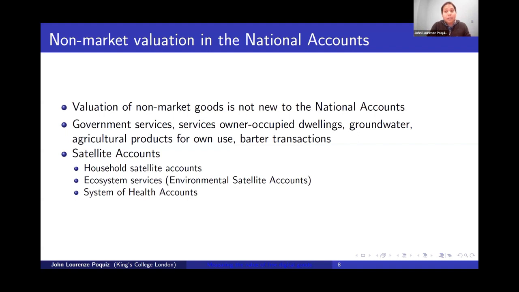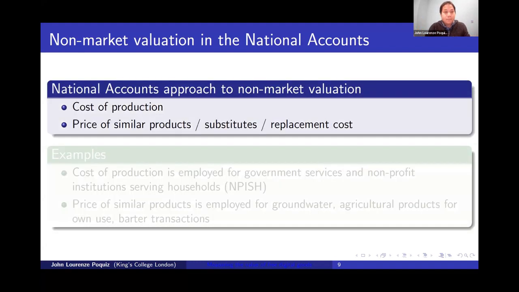For satellite accounts, there are some satellite accounts that intentionally try to estimate the value of some non-market goods and services. If you think about household satellite accounts or the ecosystem services satellite accounts, or to a certain extent the system of health accounts, they're trying to impute some form of non-market services. For the health accounts in particular, aside from the health expenditure being produced in the market, they're trying to include household production of health services as well.